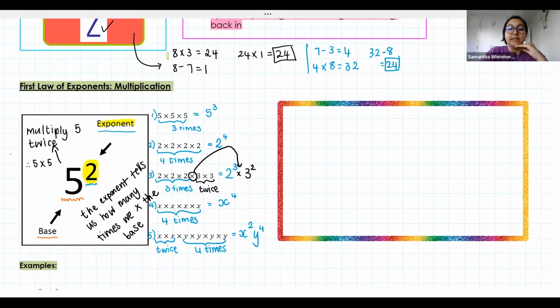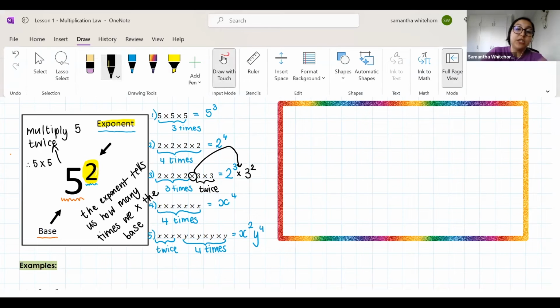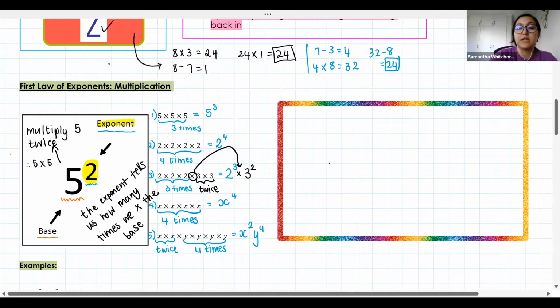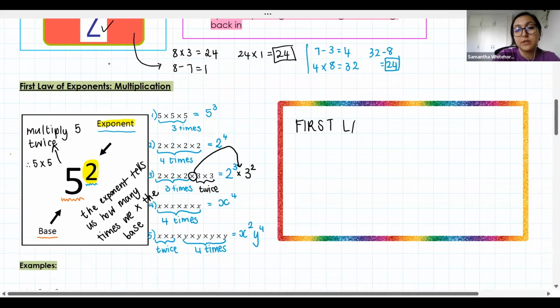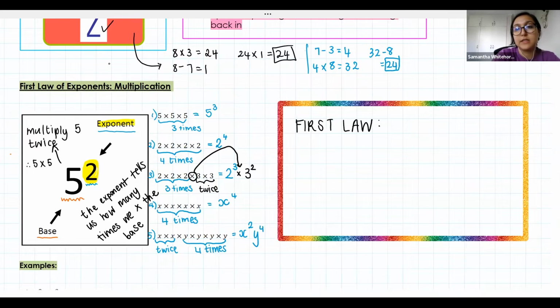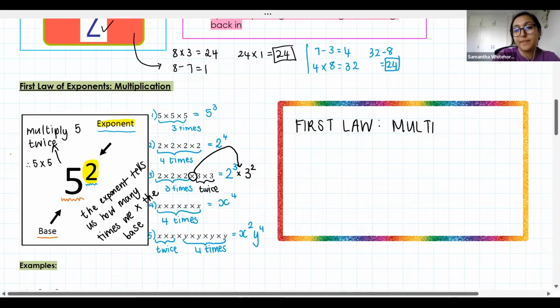So in today's lesson, what we're going to chat about is what we call the first law of exponents, which deals with multiplication. And essentially through these examples, we've actually already discussed this, but we're going to put it in a sort of sentence now for ourselves. So today we're looking at our first law of exponents, and that is going to deal with multiplication. Let's hope I can spell multiplication.